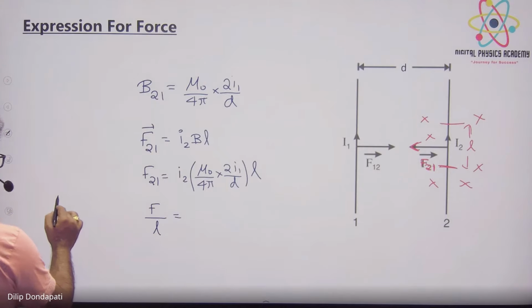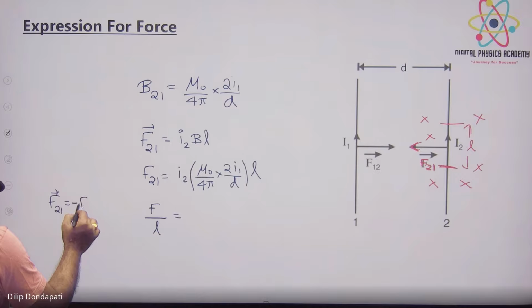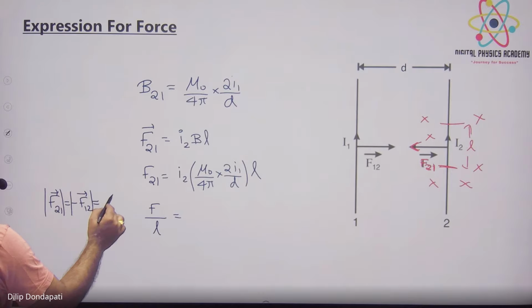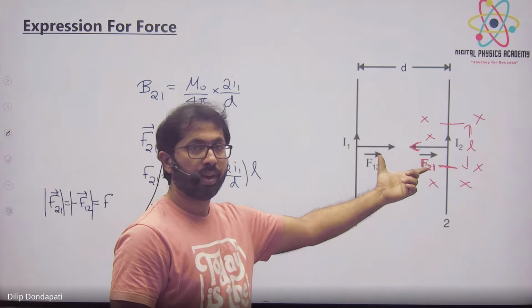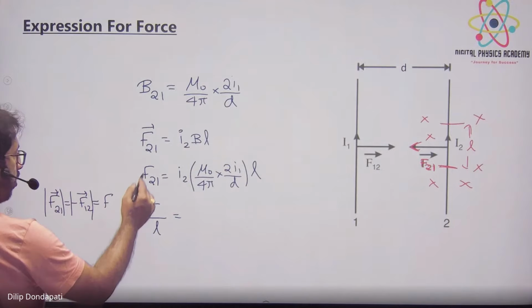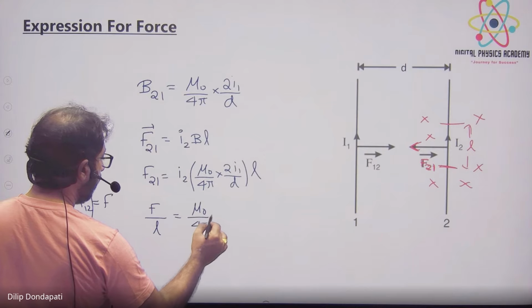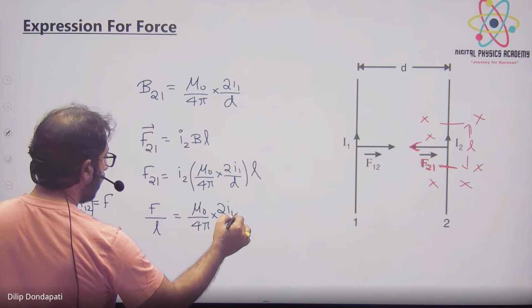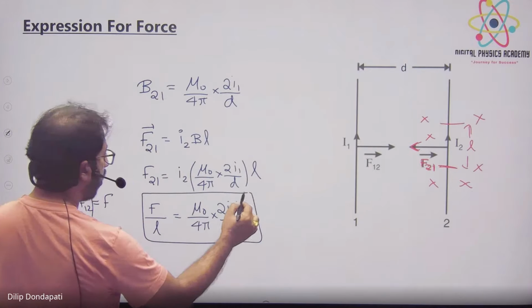See, F21 is equal to minus F12, and I'm taking the magnitude. Both magnitudes are equal and opposite, right? The magnitude is the same, that's why I'm taking F. So F by L is equal to mu naught by 4 pi into 2 I1 I2 by D. This is the formula for force per unit length.